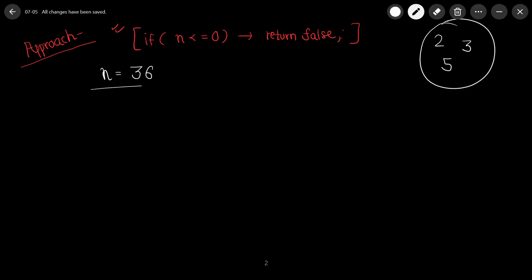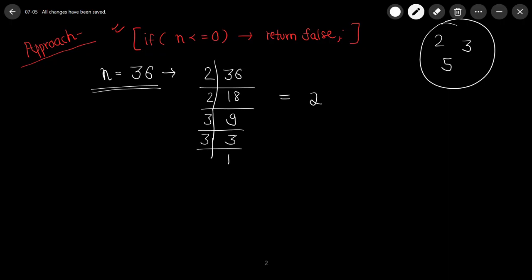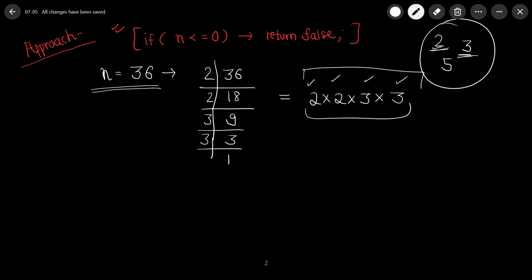Now let's look at this example. Suppose our n is 36. If we prime factorize it, we get 2 18s are 36, 2 9s are 18, 3 3s are 9, and 3 1s are 3. So you would get something like 2 into 2 into 3 into 3. This is acceptable because 2 is acceptable, this is also 2, so acceptable, 3 is also acceptable, and 3 is also acceptable. So these are all fine and are among these three only. That's why 36 is indeed an ugly number and we return true. As you can see, we would just simulate this process.